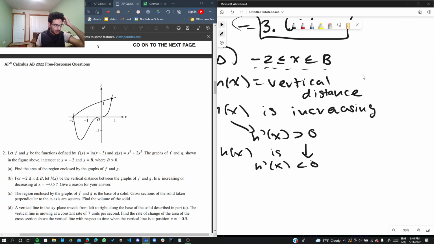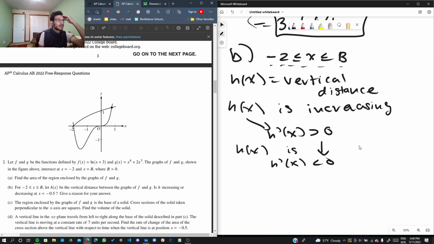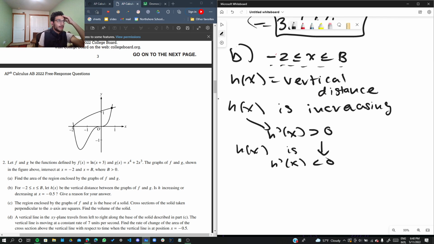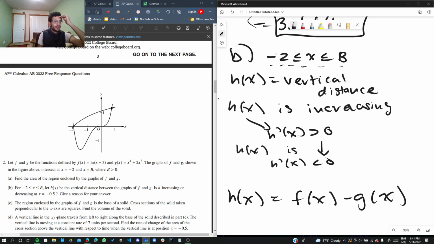So h of x is just the top minus the bottom. So it's just f of x minus g of x. And now, in order to see if it's increasing or decreasing, we need to see whether h prime is positive or negative. So now it's h of x equals f of x minus g of x.